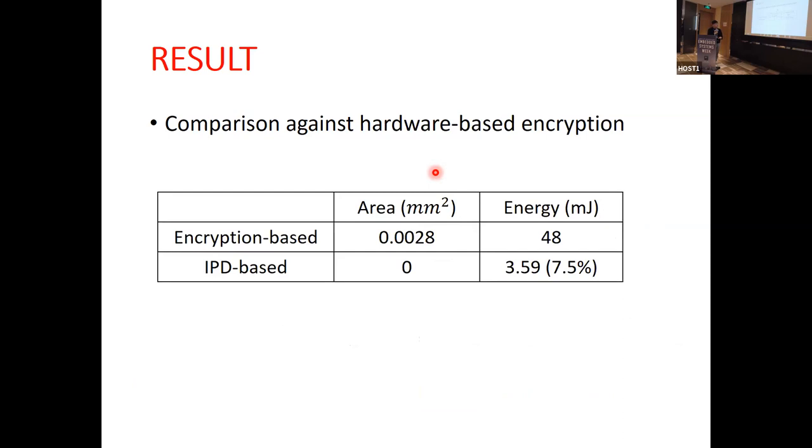And then we perform experiments to compare our proposed method with the hardware-based encryption method. The hardware-based encryption scheme requires additional hardware circuits for AES encoding and decoding, and it consumes 48 millijoules when encrypting 1,000 bits. As a comparison, our proposed block coding based IPD channel requires no additional circuit, and its energy consumption is only 7.5% of the encryption scheme.